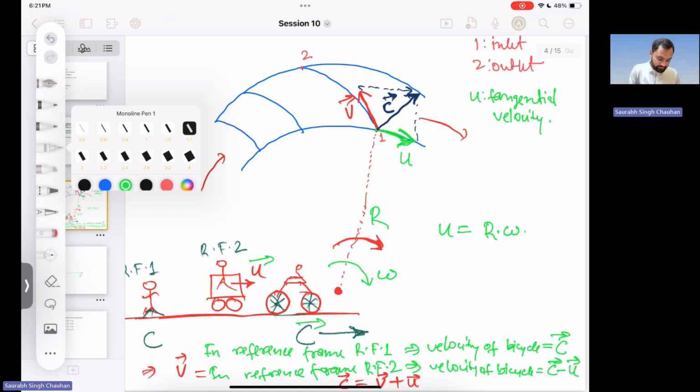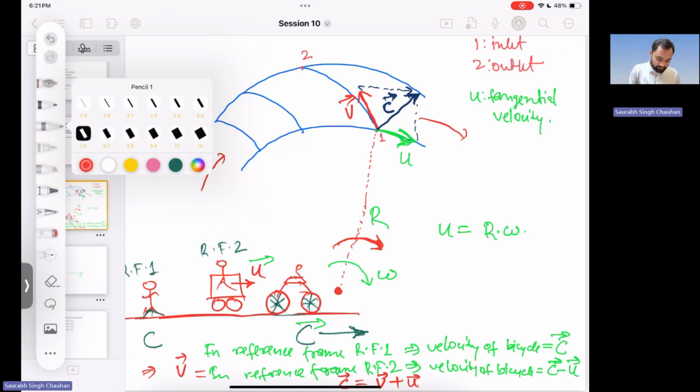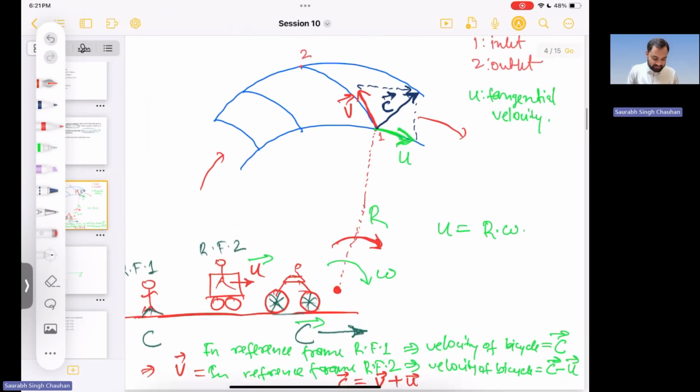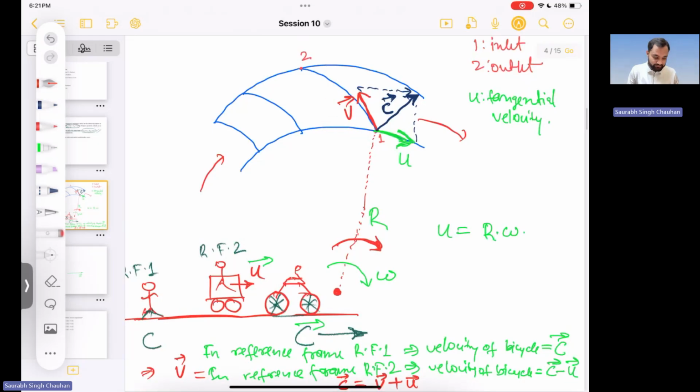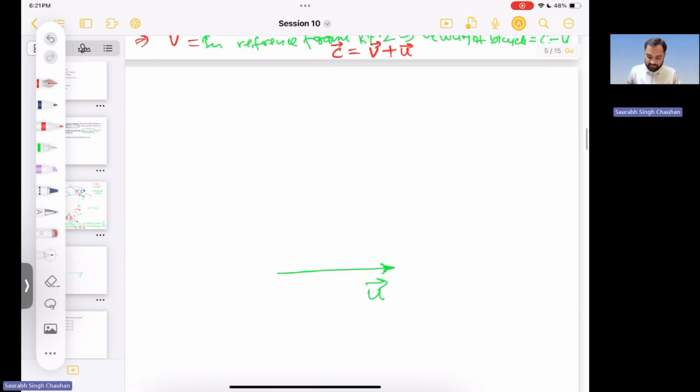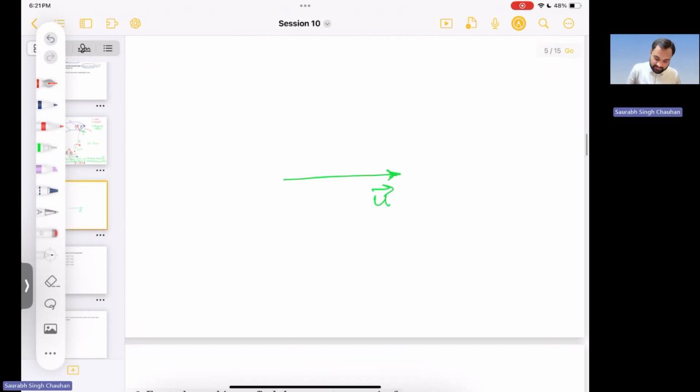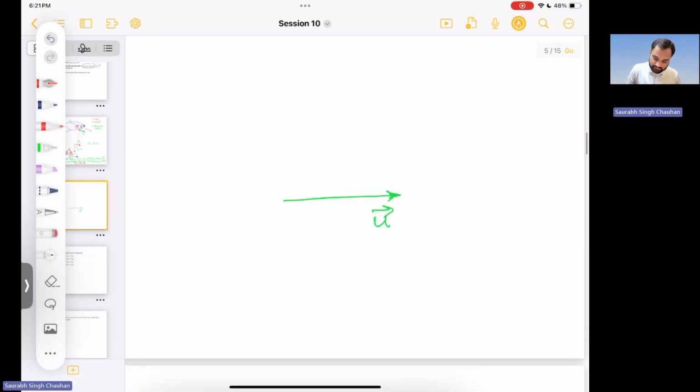So let us draw the v vector. The v vector is somewhere in this direction. So this is our v vector.